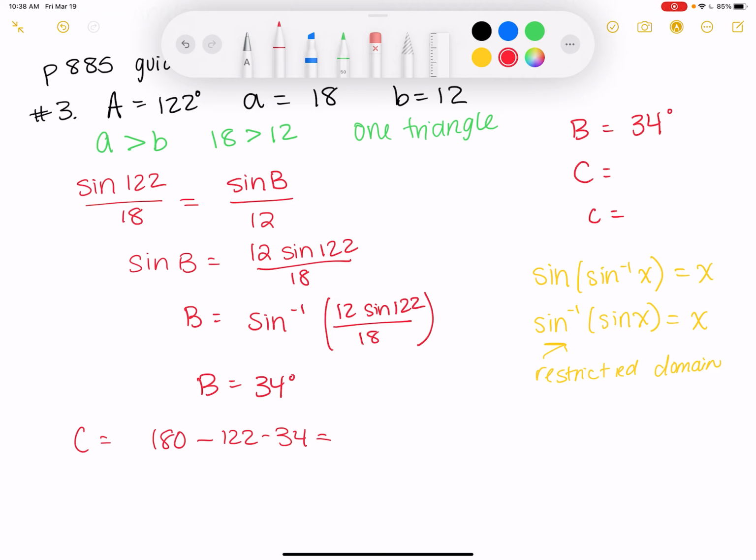Uh-oh, my calculator just died. There's a charger up here if you want it. 24. Yeah. Okay, 24 degrees.